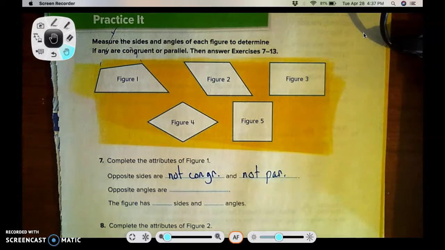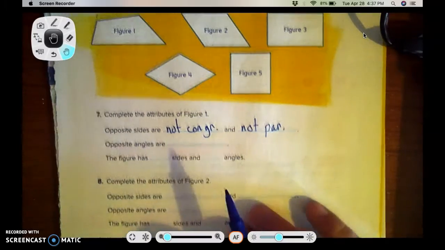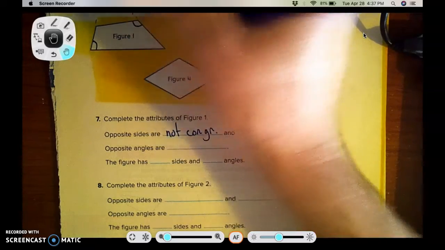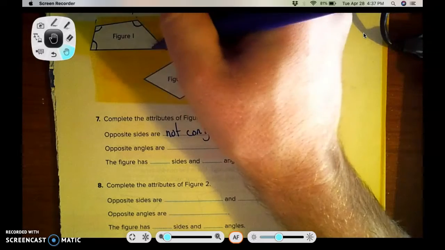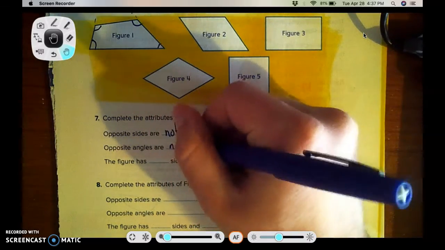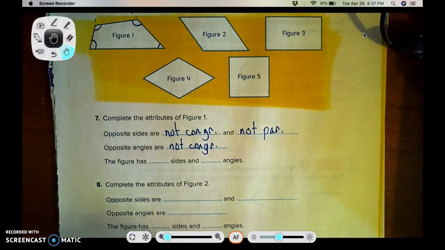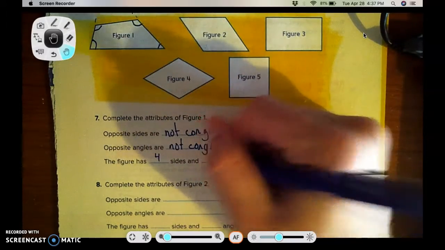Again, I'm going to abbreviate both of those. Opposite angles are also not congruent in figure 1. Right, we're looking opposite. This angle is way bigger here than this one here, and this one here is bigger than this little guy here. So they're not congruent. But the figure is still a quadrilateral. It has 4 sides and 4 angles.